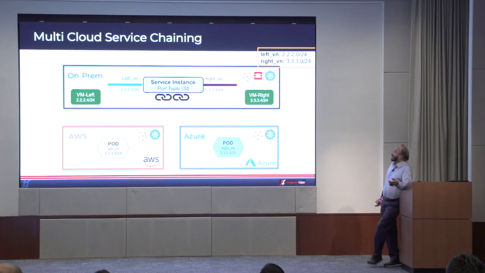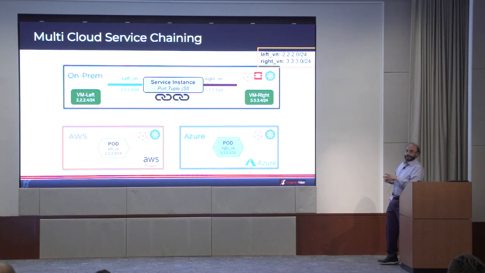So now, having described how we have taken the architecture, opened it up and stretched it to the edges, how does multi-cloud service chaining work, let alone locally? People are having a hard time doing service chaining, and we not only do local service chaining, we can do across-the-site service chaining.